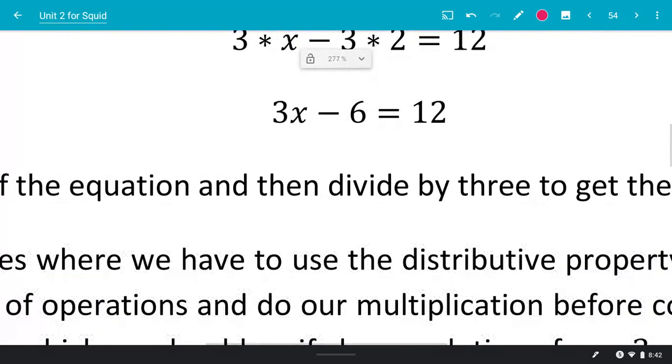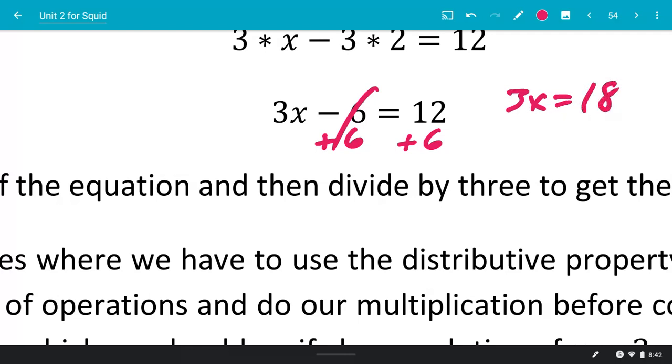Come on, I'm right here. What would I do? Wow, quick. Minus 6, or add 6. Why add 6? Because that's a minus 6. Whatever I do to one side, I got to do the other. Okay? So it's 3x equals 18. Now what? Divide by 3. Divide by 3. X equals 6.